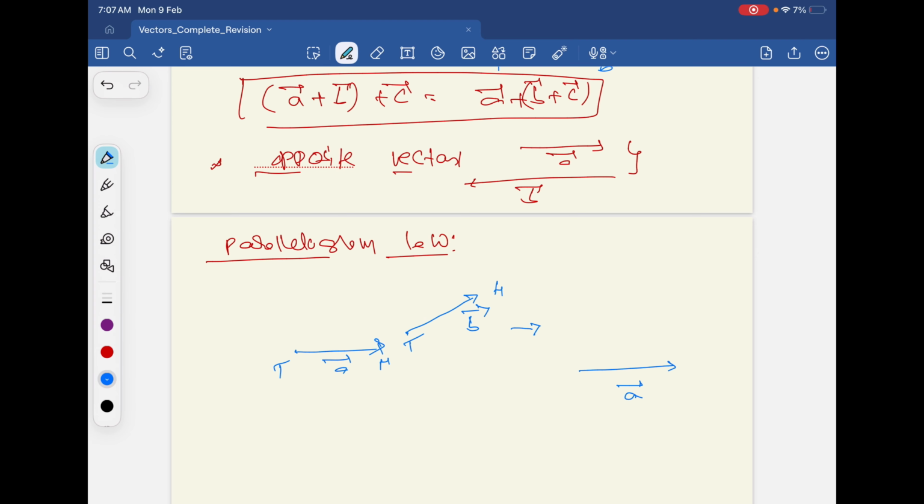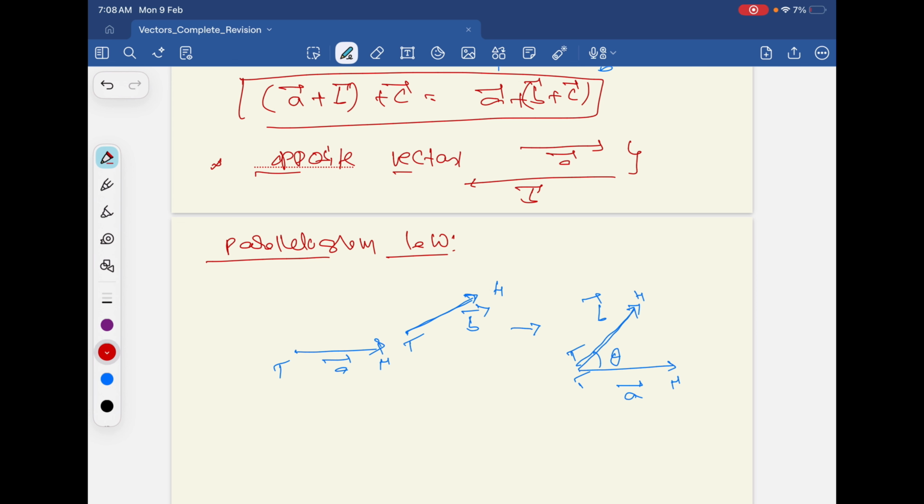When you make the tails coincide, this is head, this is tail, this is tail, this is head. So this is vector B bar. I'm not changing the direction and the magnitude is also the same, by the vector invariancy property. So this is the angle between the vectors.